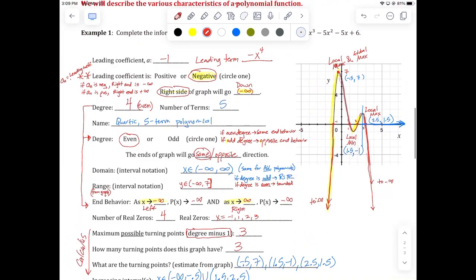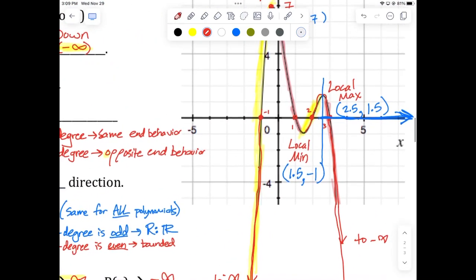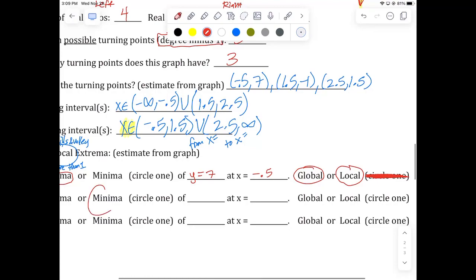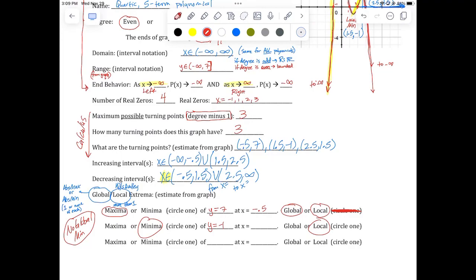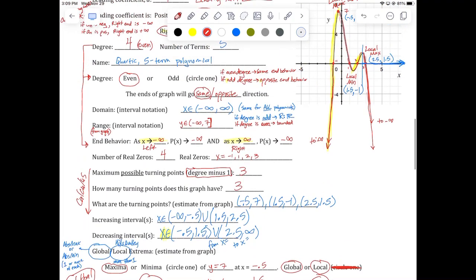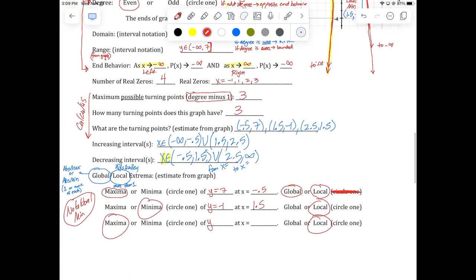So that just leaves us with the other two local extrema. We have a local min of -1. So we have a minimum that's local of y equals -1, and it occurs at x equals 1.5. And then we have another local maximum of y equals 1.5 at x equals 2.5. So again, notice I'm writing the y equals in there, and the x equals is already written for us. We want to keep reminding ourselves that the maximum and minimum values themselves are the y values, and they occur at x values.